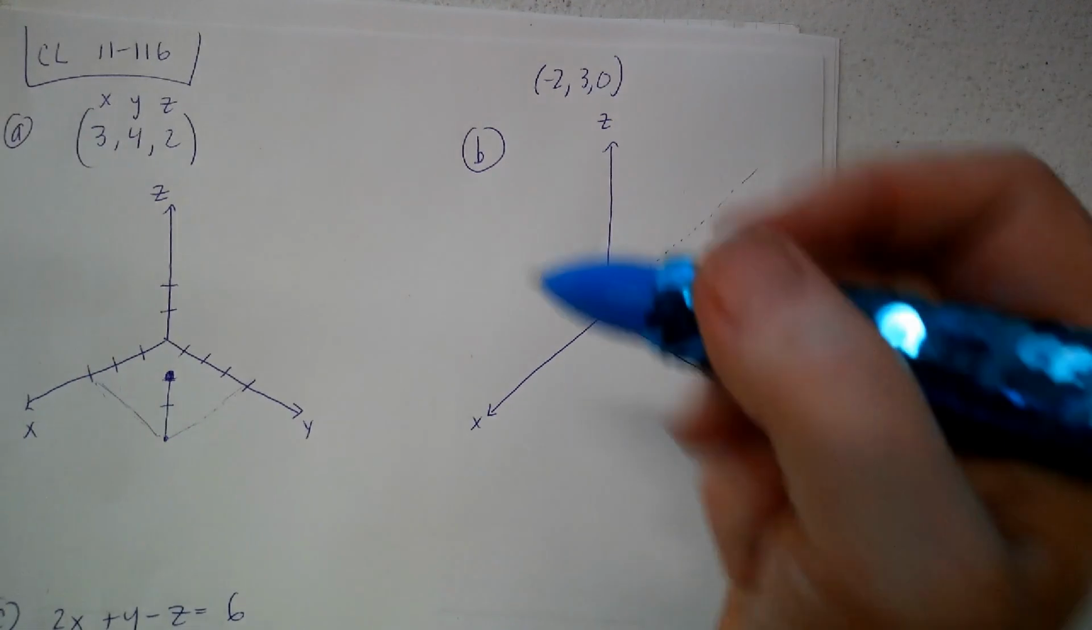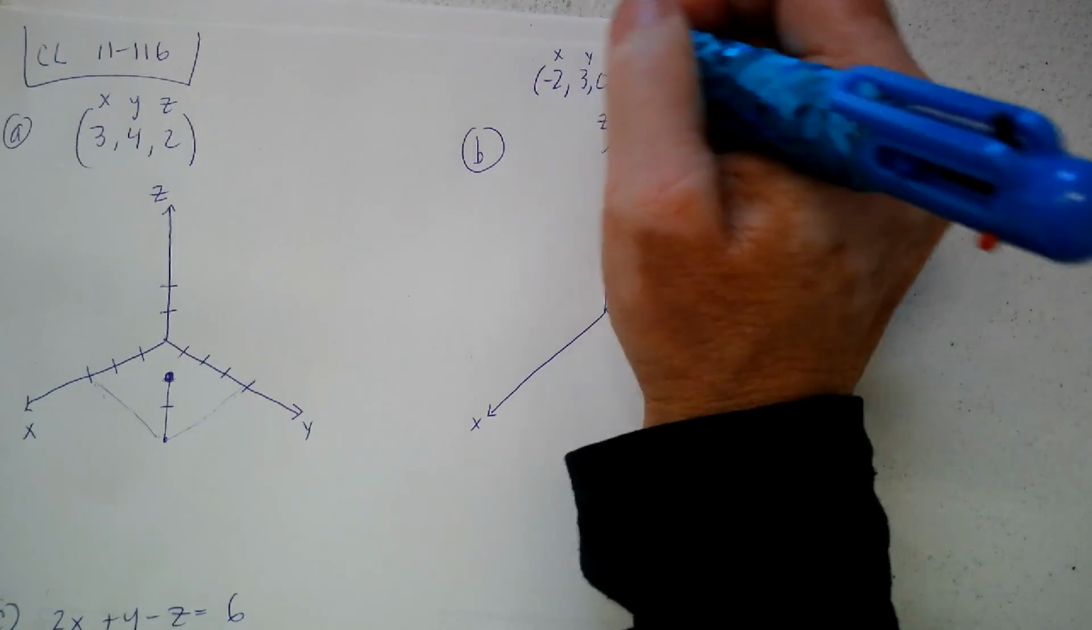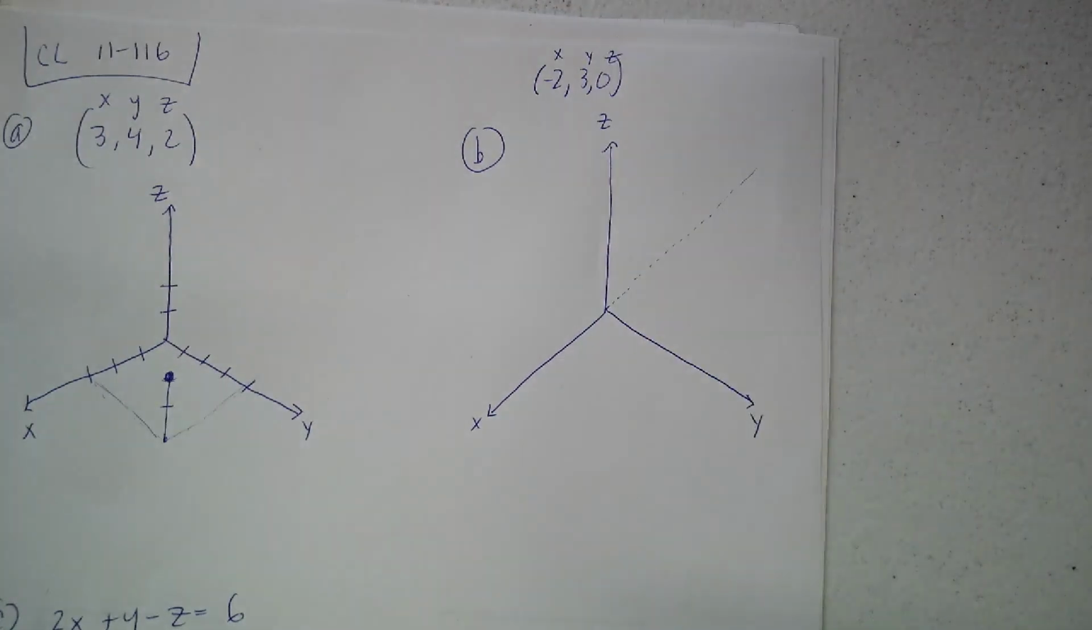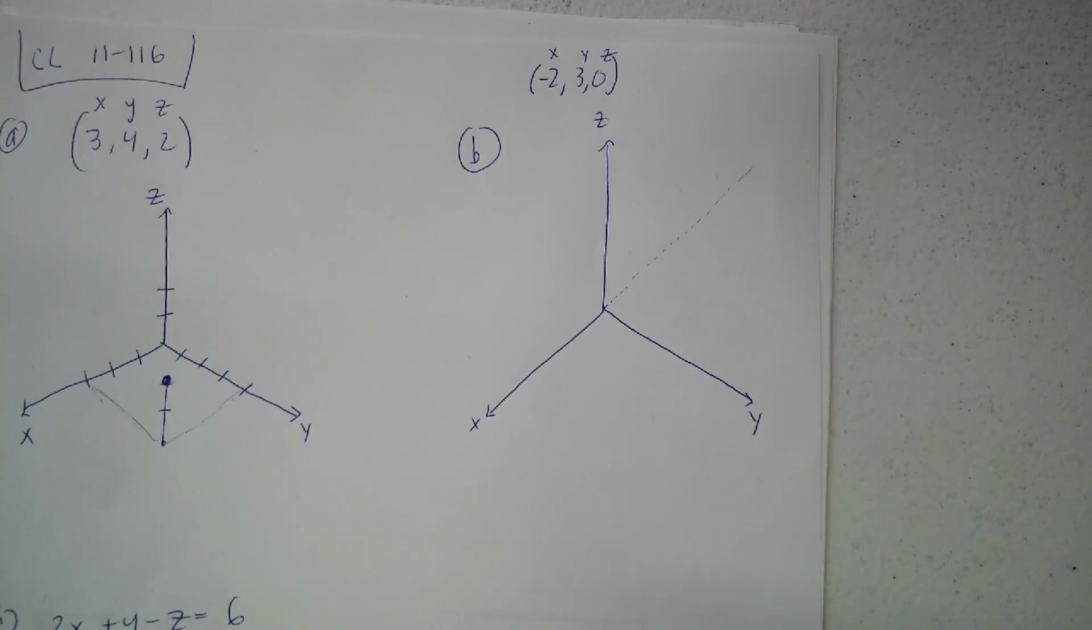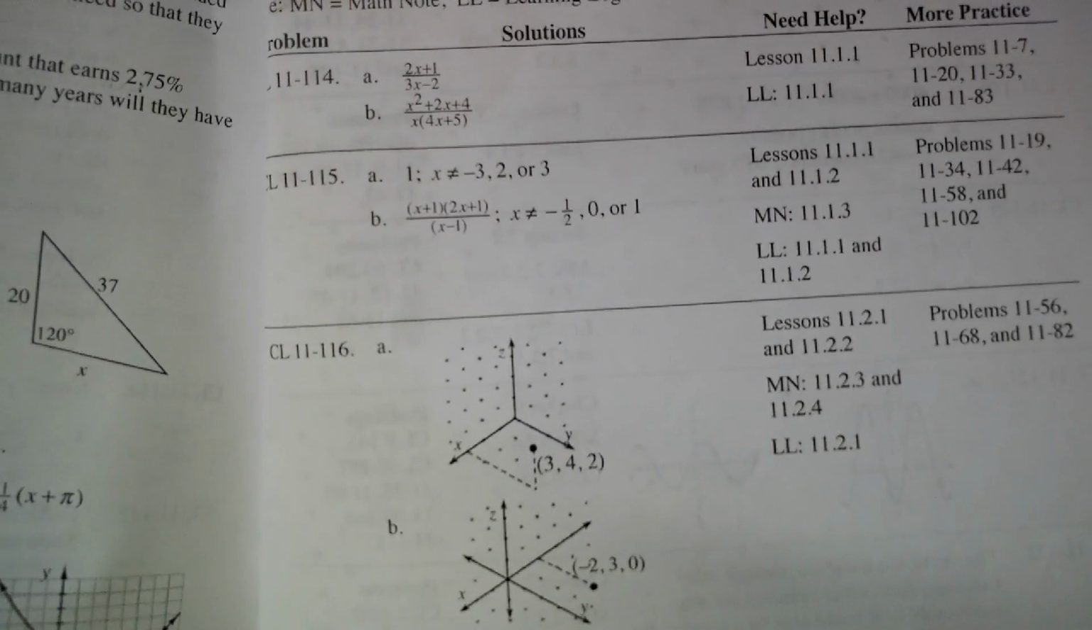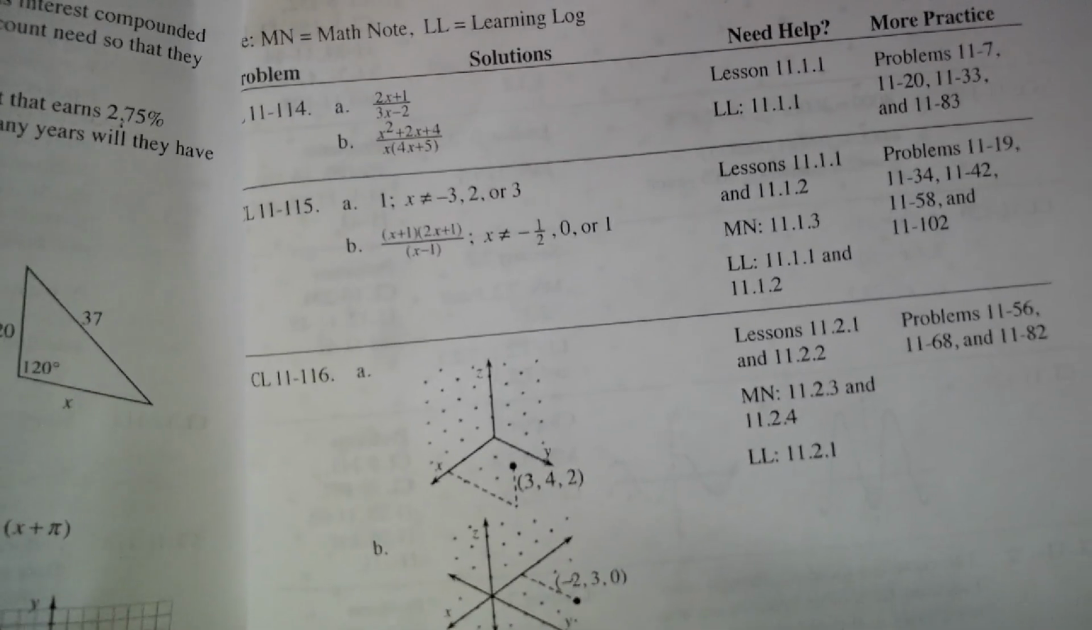So then this one, this is x, y, and z. And actually on that one that I just did, let's see how it looks in your answer book. So see, your answer book doesn't look a whole lot different than what I did. They just used some dot paper.